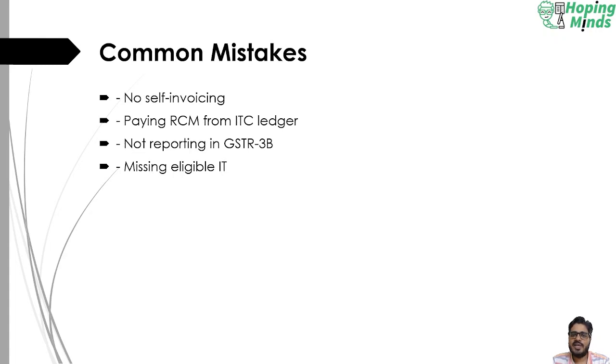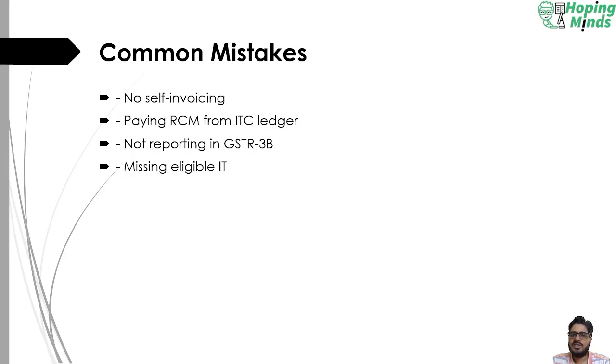Next are the common mistakes while reporting the reverse charge mechanism. No self-invoicing, that is most of the times the recipient of goods or services does not generate a self-invoice to be kept as a record. Then paying RCM from ITC ledger. So as we discussed, GST under RCM cannot be paid using the input tax credit ledger. It must be paid in cash only.